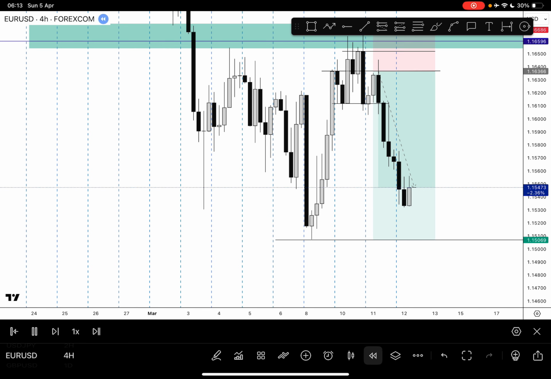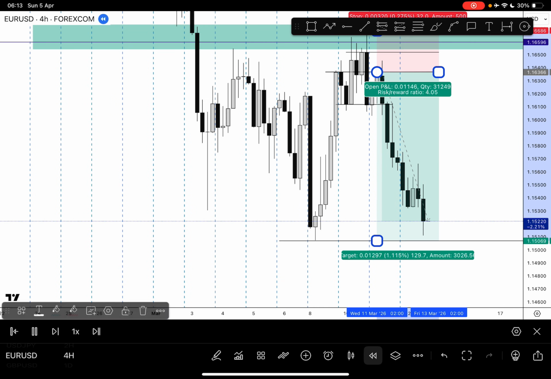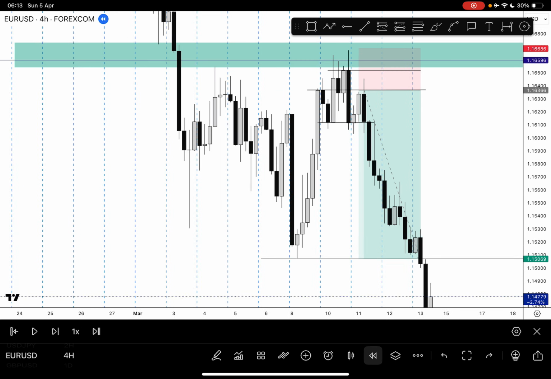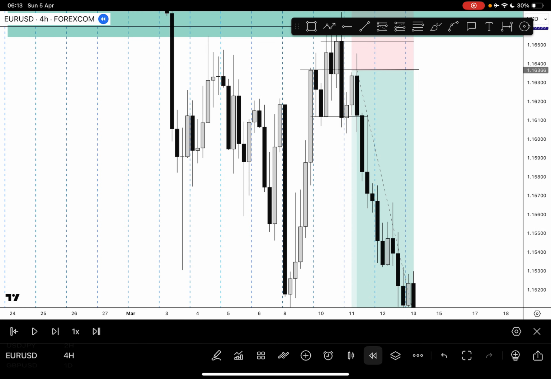Now I told you guys that I have two entry types that I use. My most popular one is the, what's it called, the origin. But I told you guys that the second one is the volatile levels. I like using volatile levels for continuation.